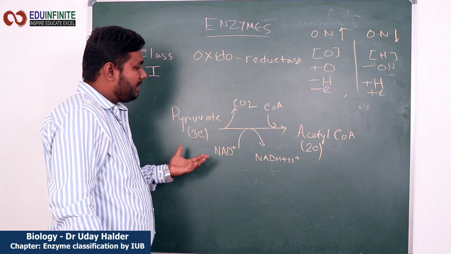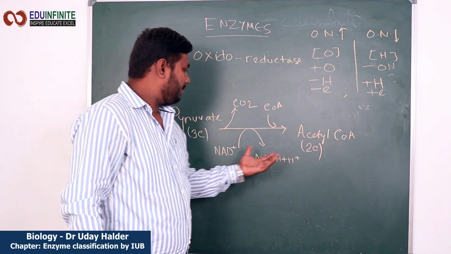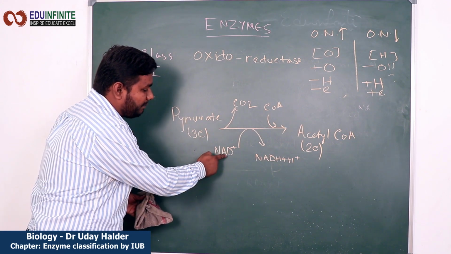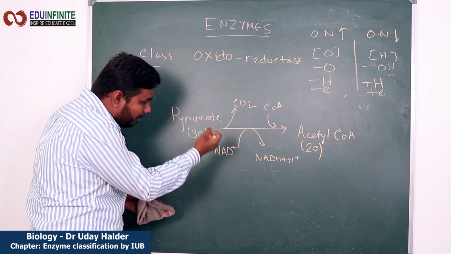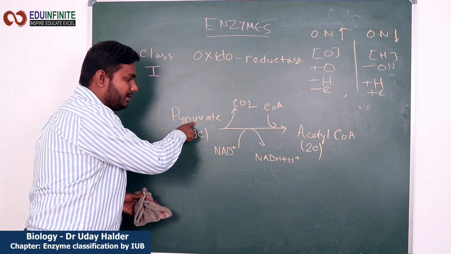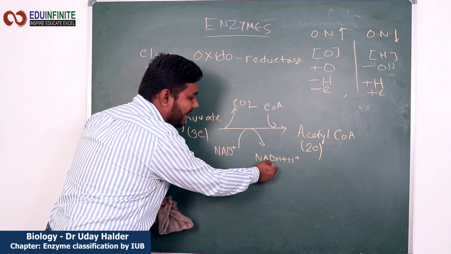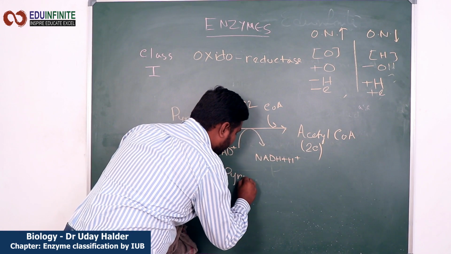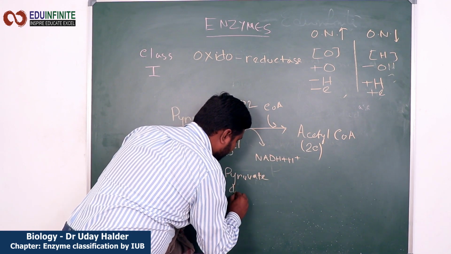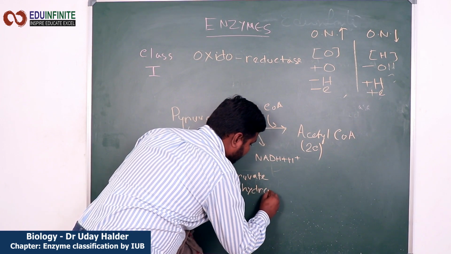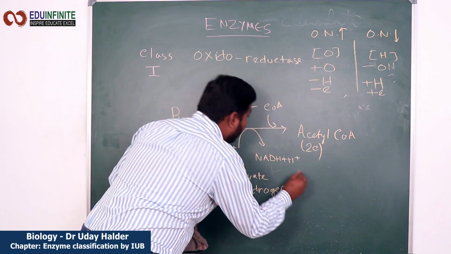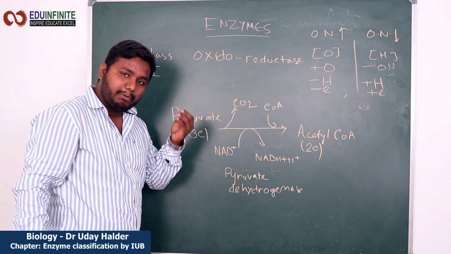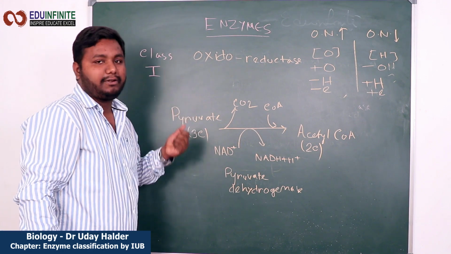Pyruvate, this substrate, is converted to acetyl-CoA. And here is removal of hydrogen actually. How? Here you see NAD plus is removing some hydrogen from pyruvate and itself becoming NADH2, which is actually NADH plus H plus. And here the enzyme acting is pyruvate dehydrogenase. So this enzyme is removing hydrogen from the pyruvate.